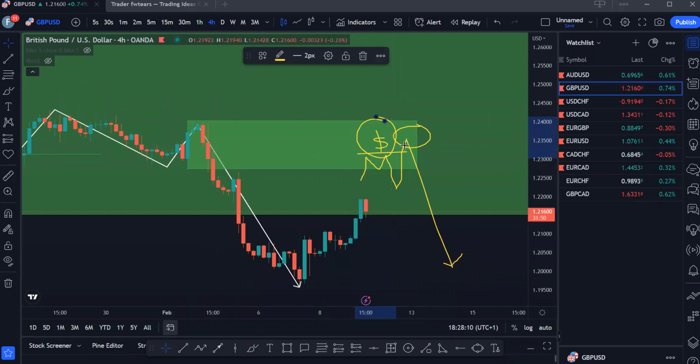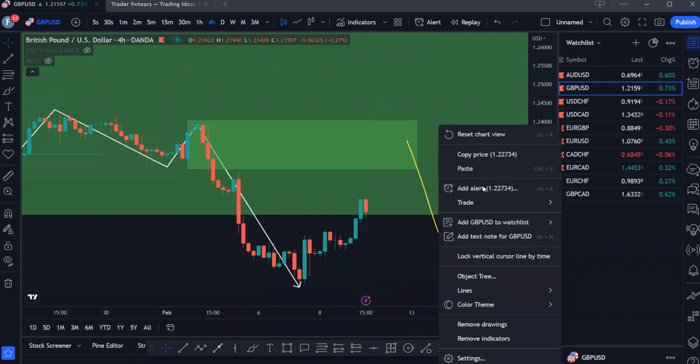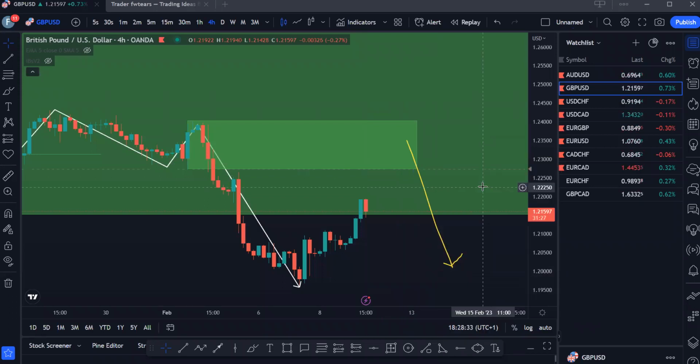So what you want to do is very simple. Let me delete all of this. This market is not ready for entry yet. I'll show you another possible entry on this pair right now. Just wait a second. What you want to do is very, very simple: set an alert at this zone over here. So come here, add alert, so that when price gets into the zone, you know exactly what you are supposed to do.